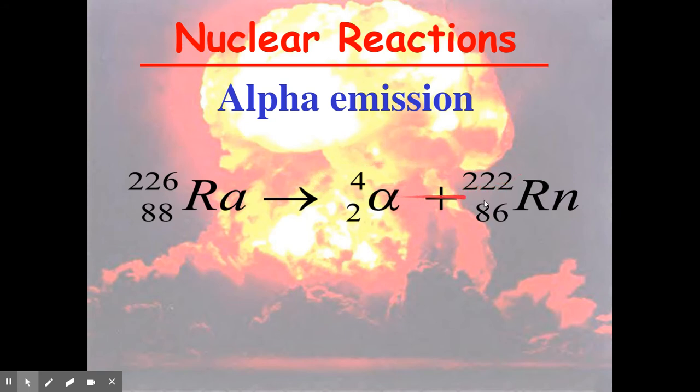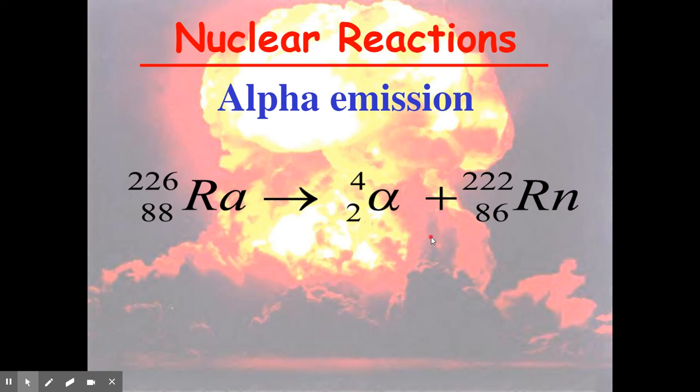So the sum of these numbers on top have to add up to the sum of the numbers on the left. The reactant and product numbers have to equal, and the reactant and product numbers of the atomic number have to equal as well. So in this case, radium decays into radon-222. This is called the daughter nucleus. They call the quote unquote offspring of these decays daughters. It's just what they do.